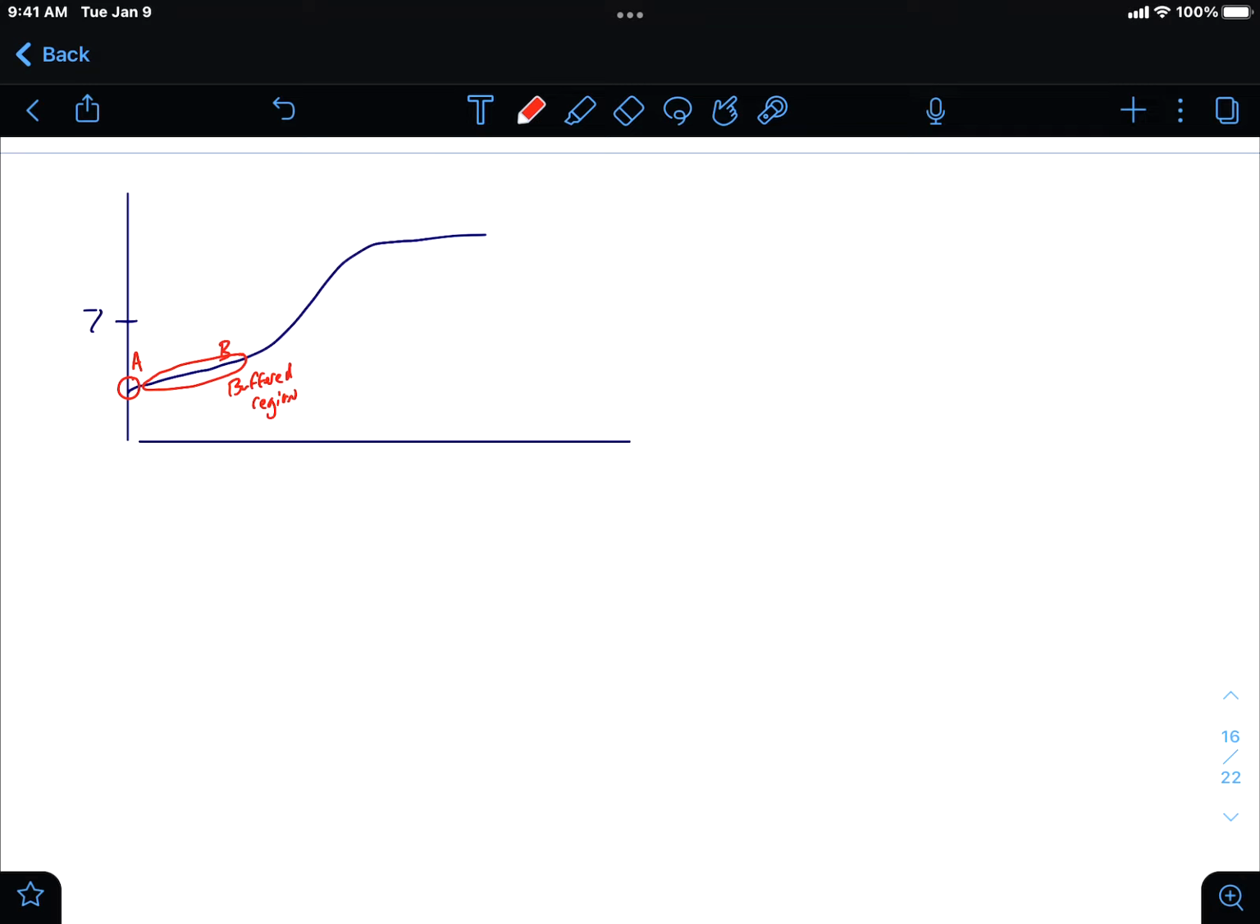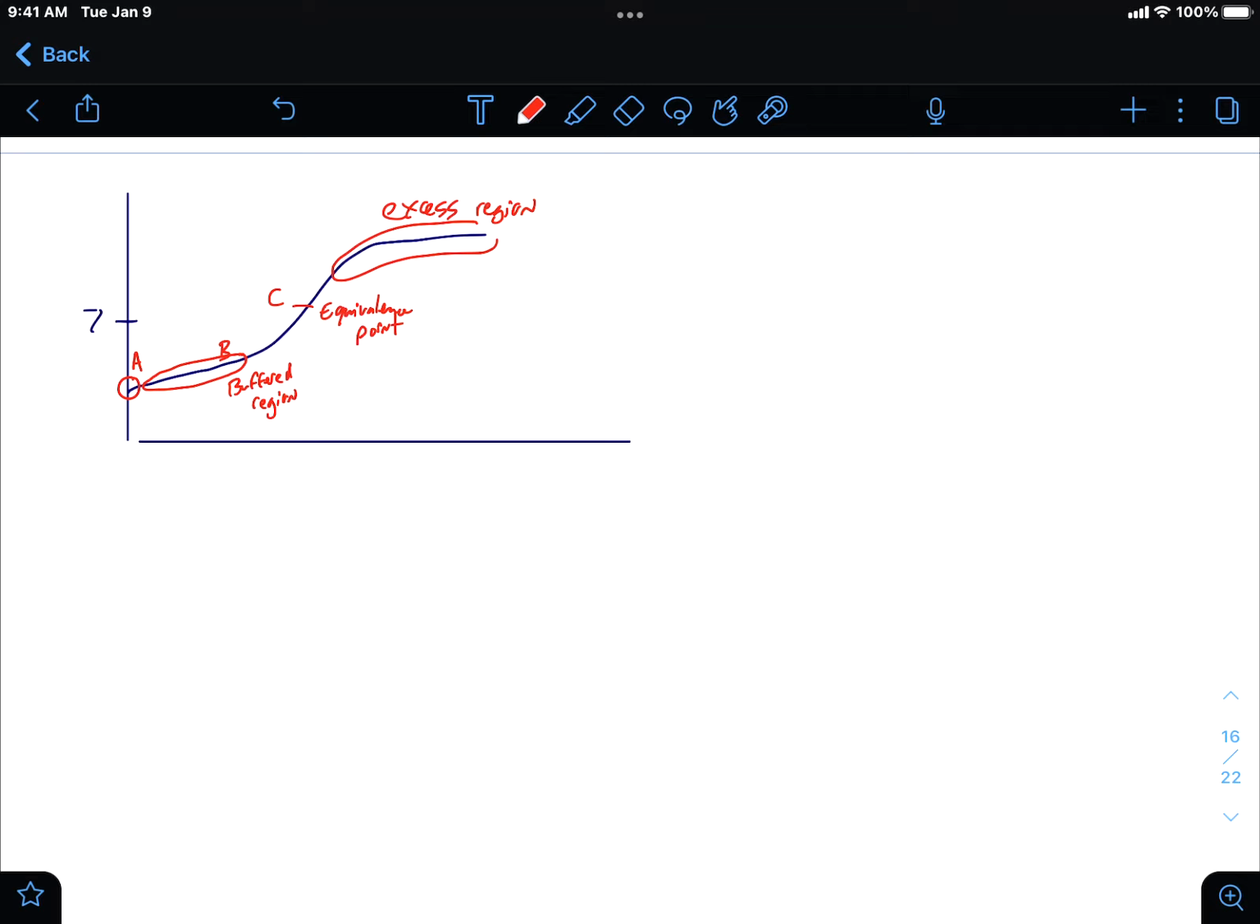Okay, then you have point C, which you guys should know is the equivalence point, not to be confused with the end point. Remember, the end point is only when the color change happens. All right, and then we'll have area D, which is called the excess region. Or at least I call it the excess region.